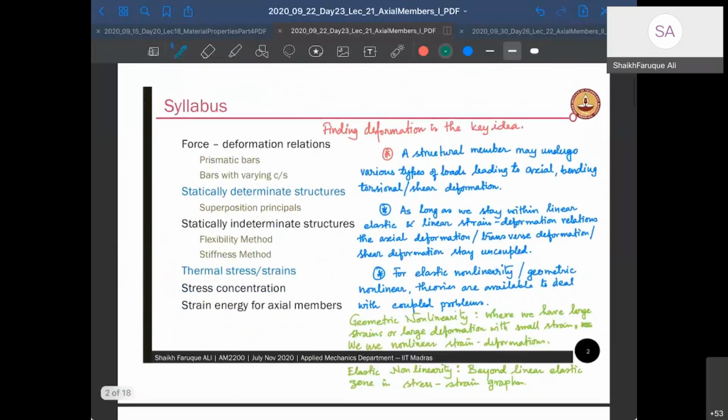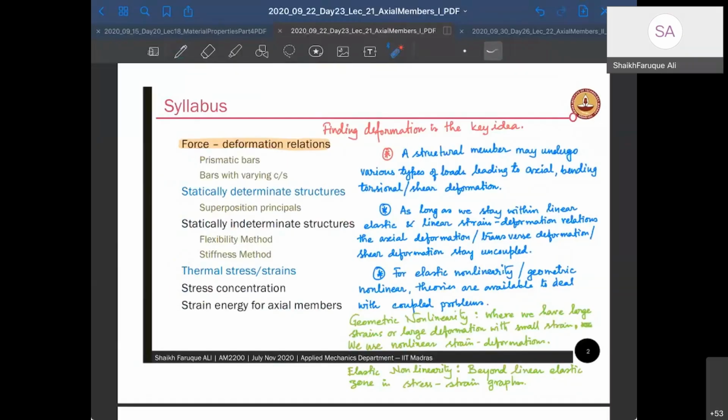What we have in the syllabus is, the main part of the course is to understand how the force deformation relationship for an axial member behaves. We also have to understand prismatic bars and bars with varying cross section. We will do things for statically determinate and statically indeterminate structures, both in the linear zone, so linear elastic is considered, not non-linear conditions. Then what happens under thermal stresses and what happens when you have stress concentration.